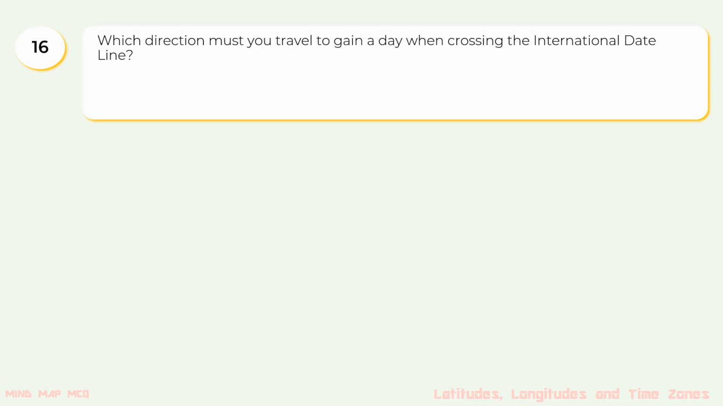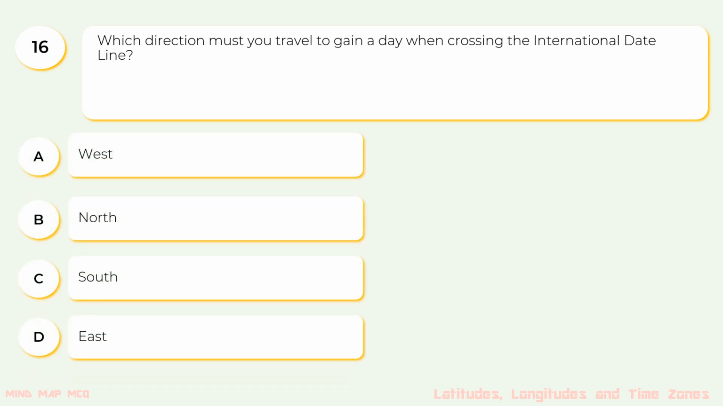16. Which direction must you travel to gain a day when crossing the international date line? The options are A. West, B. North, C. South, D. East. The correct option is A.